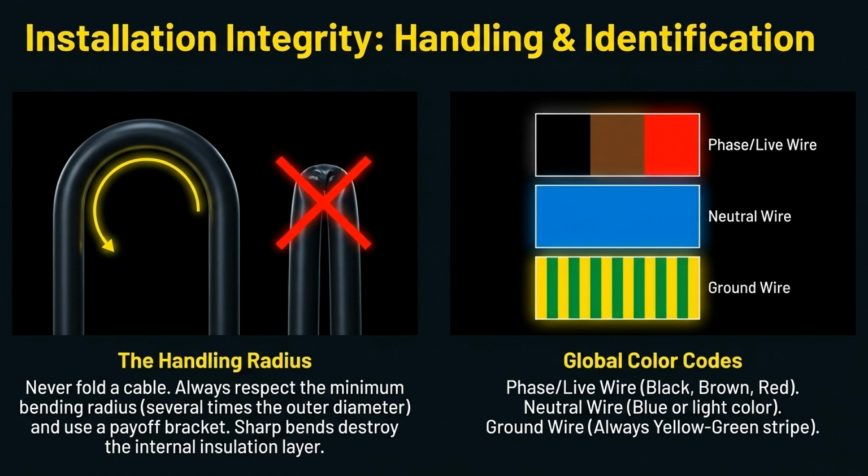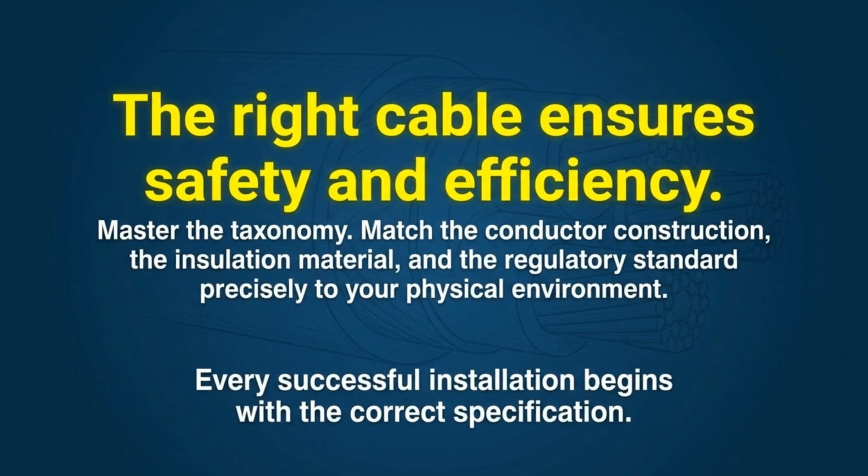Global color codes help with identification: black, brown, or red for phase wires, blue or light colors for neutral, and yellow-green stripe for ground. The right cable ensures safety and efficiency. Master the cable taxonomy and precisely match the conductor, insulation, and regulatory standard to your environment. Every successful installation begins with the correct specification.